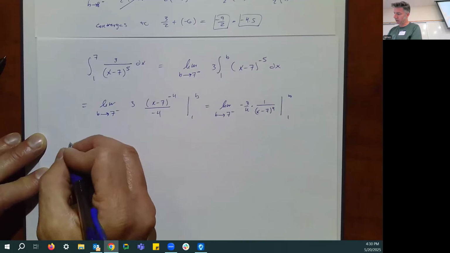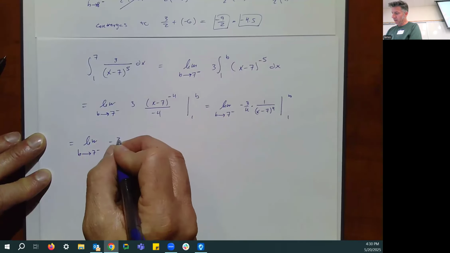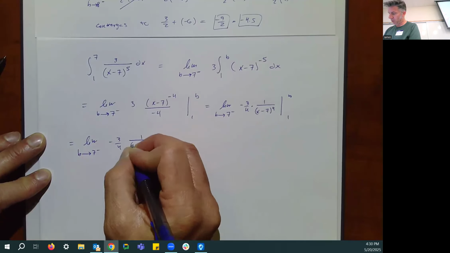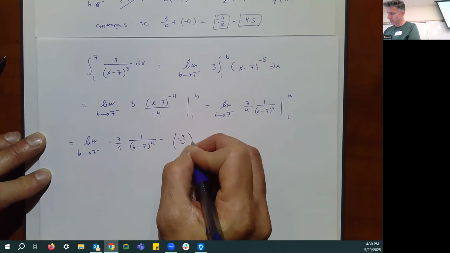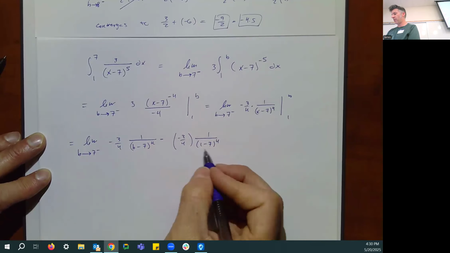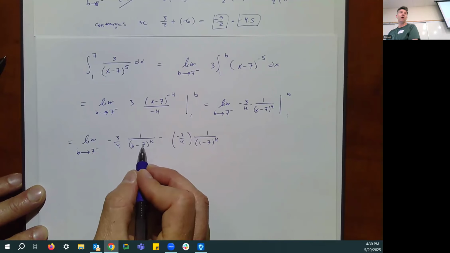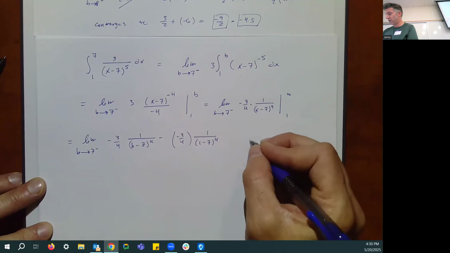Now I plug in my limits of integration. I get the limit as b approaches 7 from the left of negative 3/4 times 1 over (b minus 7) to the 4th, minus negative 3/4 times 1 over (1 minus 7) to the 4th. I don't really care about this because right over here, 7 minus 7 is 0. Dividing by 0 is going to give us divergence. So this is going to diverge.